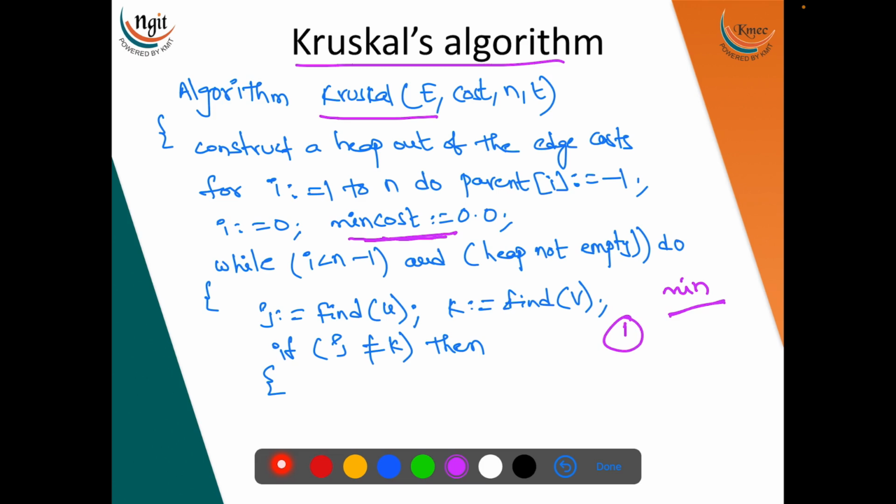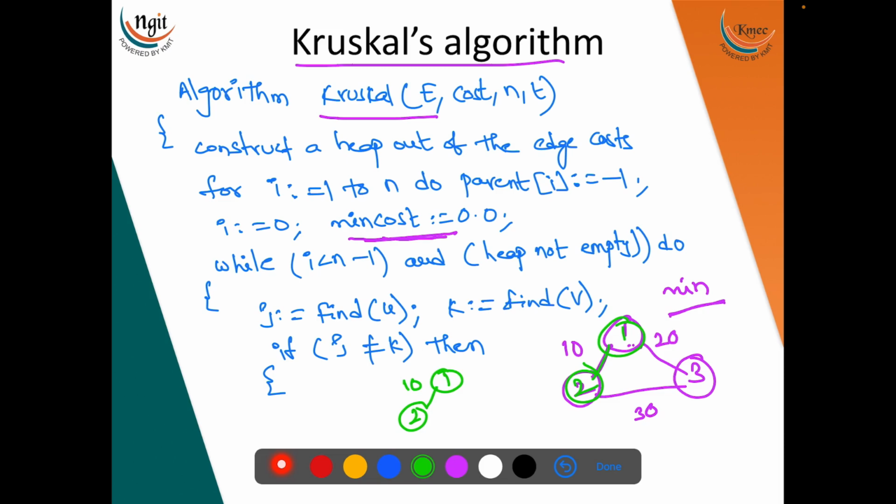Let's see the same example, with edge costs 1 to 2 as 10, 2 to 3 as 20 and so on. As far as Prim's algorithm is considered, we take the connecting edges' cost. In Kruskal's algorithm, we will not take connecting edges, but will take the minimum cost edge from the graph. So from this graph, what is the minimum edge? 1 to 2 is the minimum. So we'll add this into the solution. That means 1 to 2 is in my solution.